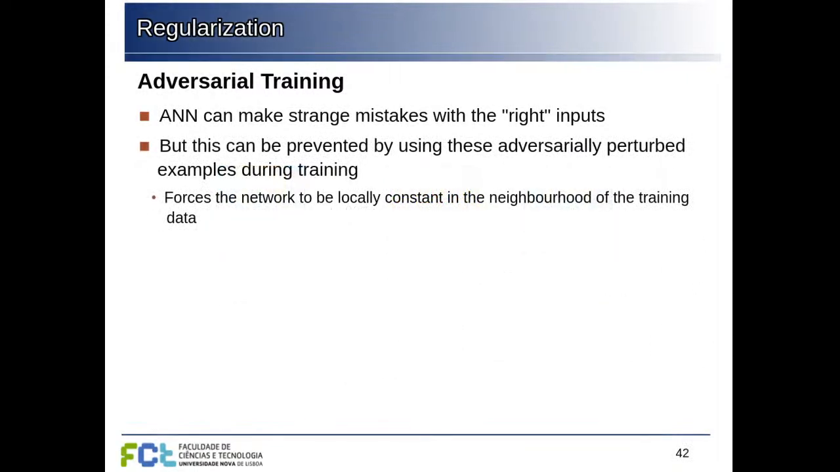So basically what we are doing is making the network less sensitive to these small changes in the input by being more locally constant in the neighborhood of the training data. So the gradient of the loss function will be lower in the neighborhood of the training data, and the network now does not respond so easily to very small changes in the examples.